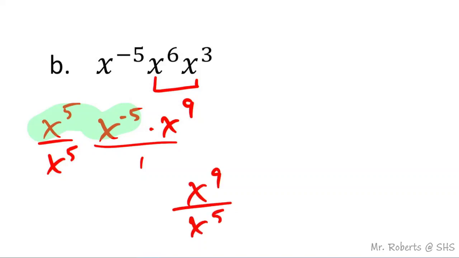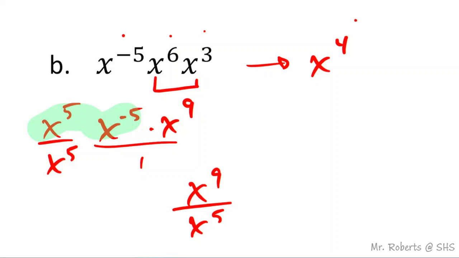But look, 9 factors of x in the numerator, 5 factors of x in the denominator. That's just x to the 4th. So this is x to the 4th power. And I can see also, negative 5 plus 6 is 1. 1 plus 3 is positive 4.